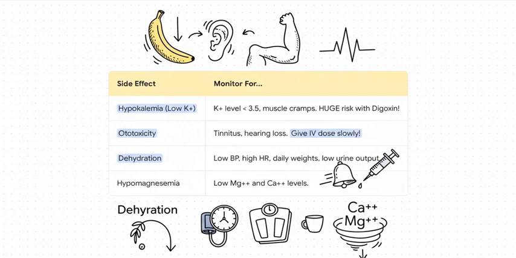For hypokalemia, you've got to monitor that potassium level. Anything under 3.5 is a red flag. And watch for muscle cramps. This is especially important if your patient is also on digoxin, because low potassium makes digoxin toxicity a huge risk.